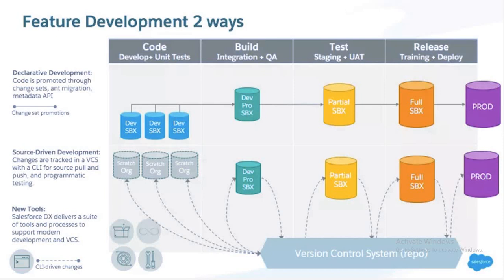In declarative development you would use an org to code, and take it as a developer sandbox. In the developer sandbox, your entire team used to code, and to move your code from one sandbox to another sandbox you would use either change sets or Ant migration. So your source of truth is your developer sandbox. Whatever code resides in your developer sandbox, that is the main. That is the code that would go to higher environments at the end of the day, right? So that's why your source of truth is your developer sandbox.